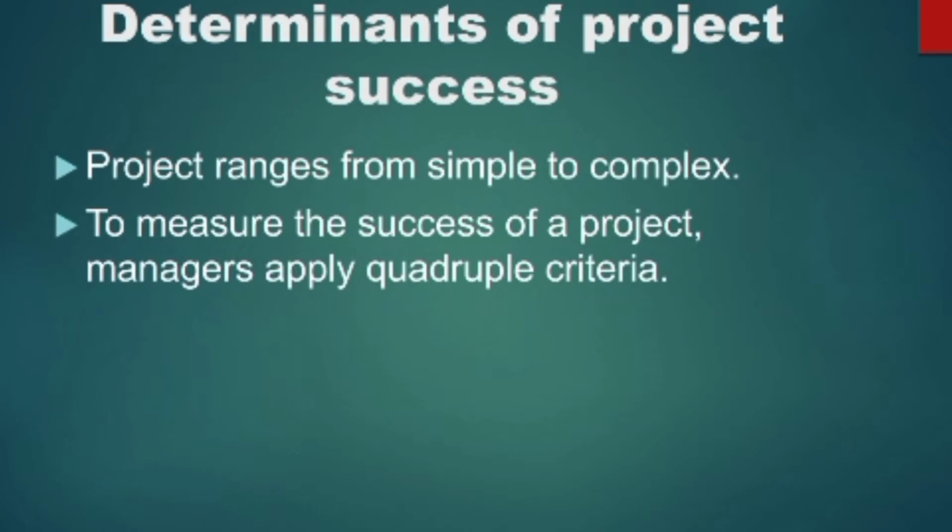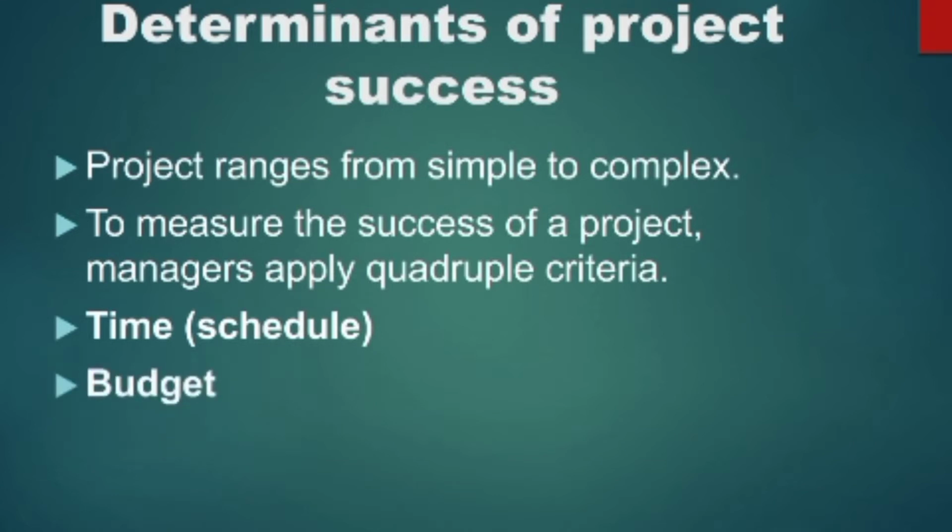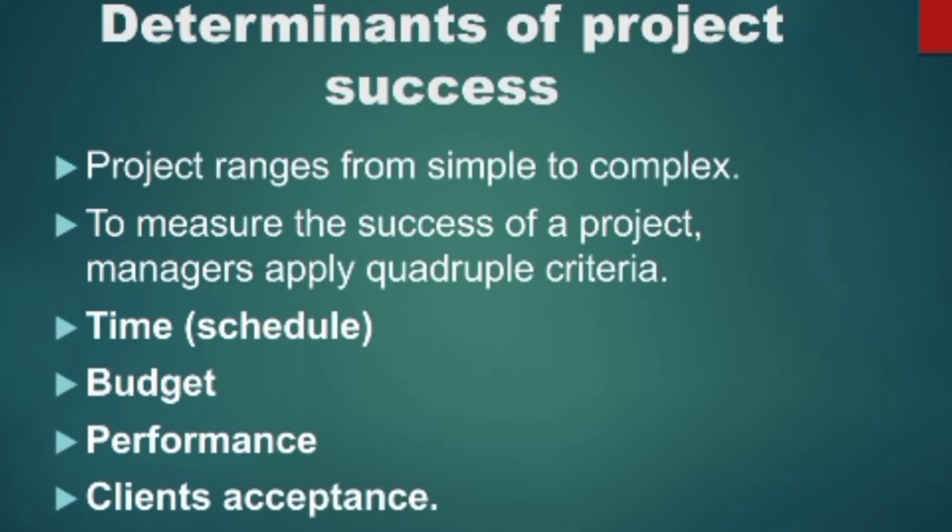So, to measure the success of a project, managers usually apply what we call the quadruple criteria. The first is time or schedule. The second is budget. Then we have performance, and we have client's acceptance. Let's take them one by one.